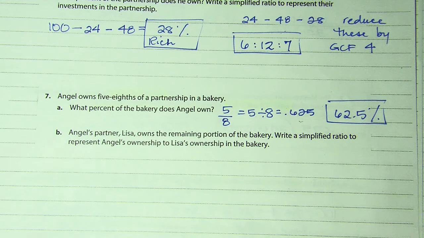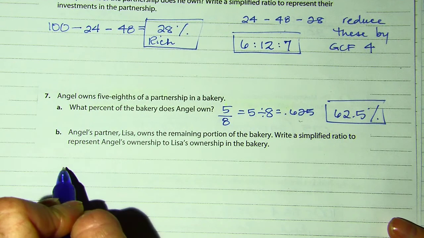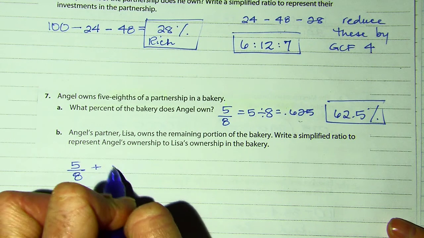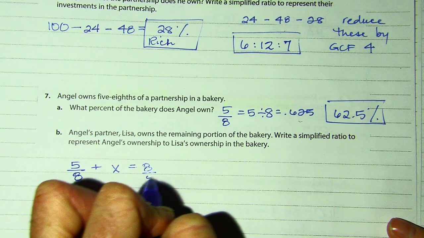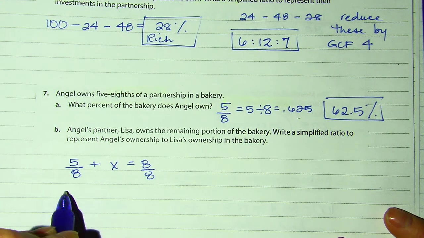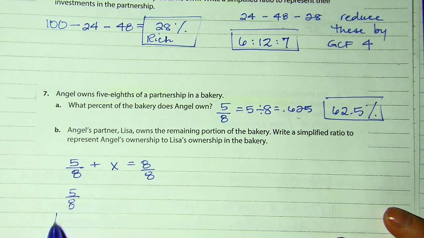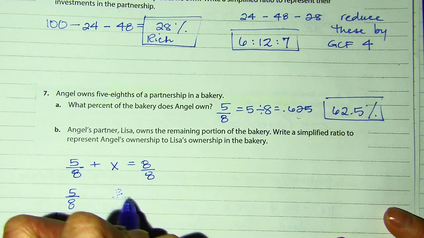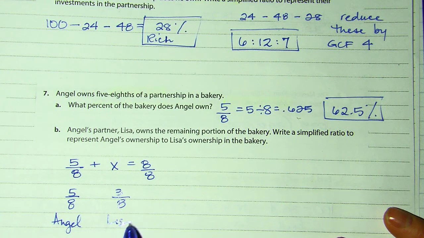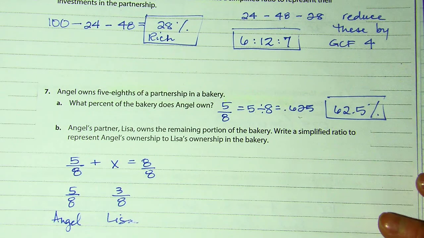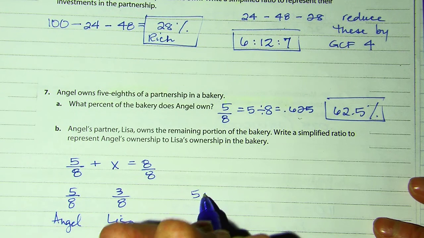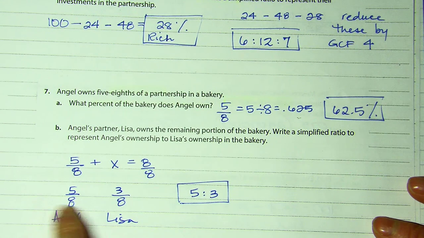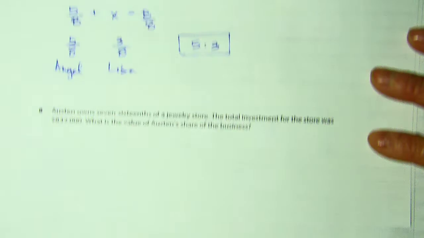Angel's partner Lisa owns the remaining. So if one partner owns 5/8, plus what would give us 8/8? 3/8. So this is Angel. Lisa has 3/8. That's Lisa. Write a simplified ratio. Well, it would simply be 5 to 3. Angel has 5 of it. Lisa has 3. Real simple.